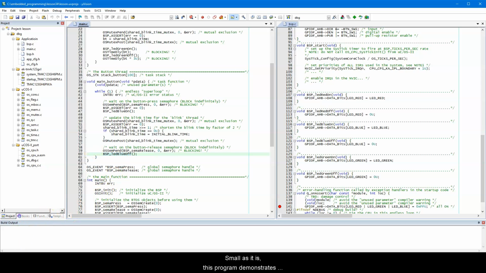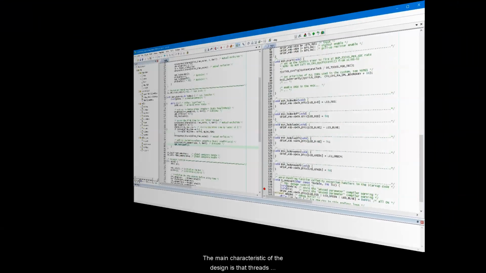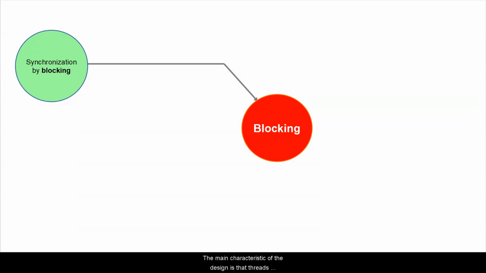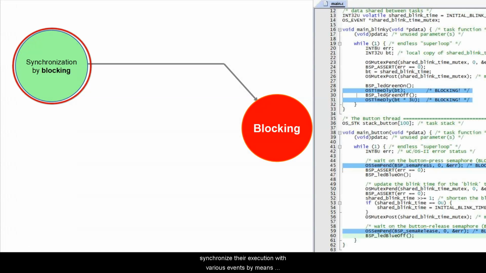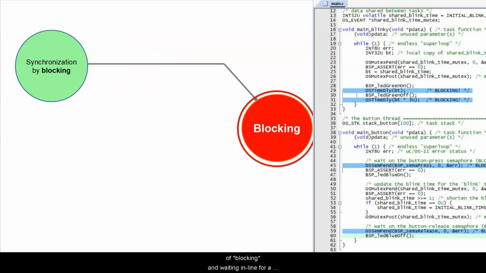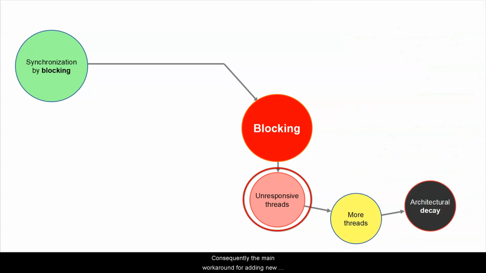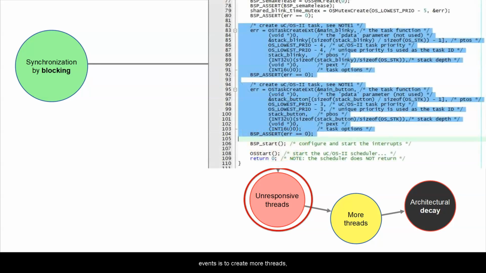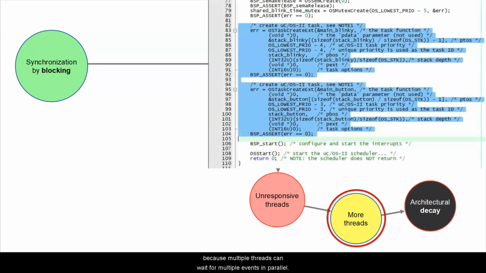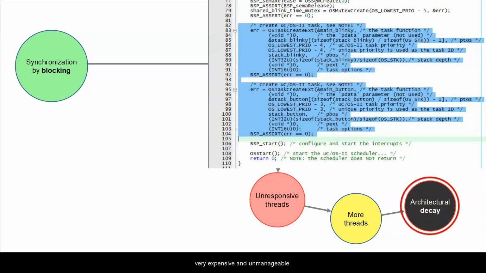Small as it is, this program demonstrates the general principles by which RTOS applications are designed. The main characteristic of the design is that threads synchronize their execution with various events by means of blocking and waiting inline for a chosen event to occur. But a blocked thread is unresponsive to any other events not explicitly waited for. Consequently, the main workaround for adding new events is to create more threads, because multiple threads can wait for multiple events in parallel. But this ever-growing number of threads quickly becomes very expensive and unmanageable.